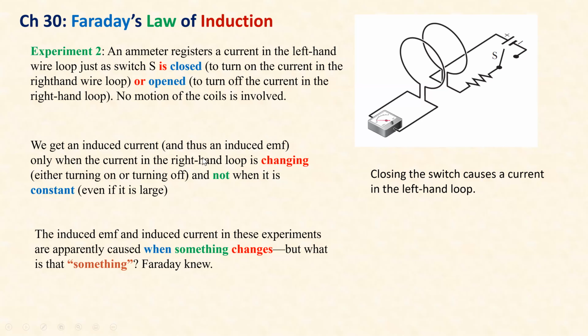We get an induced current and thus an induced EMF only when the current in the right-hand loop is changing, either turning on or turning off, and not when it is constant, even if it is large. No matter how large the current in here is, it doesn't create any current in here. Only if it changes does it create a current here. The induced EMF and induced current in these experiments are apparently caused when something changes. But what is that something? Faraday figured this out. That's why we study this law named after Faraday.